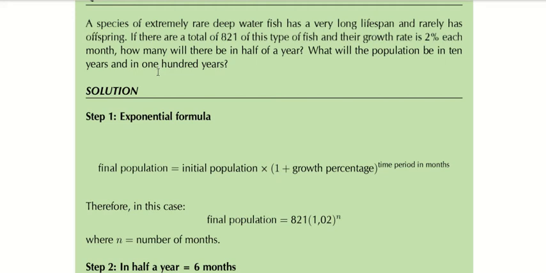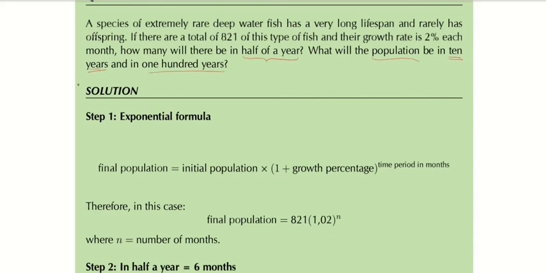What is the population of this in 10 years and in 100 years? So we have to calculate what will happen with the population: how many will there be in half of a year, what will there be in 10 years, that is the second one, and in 100 years.